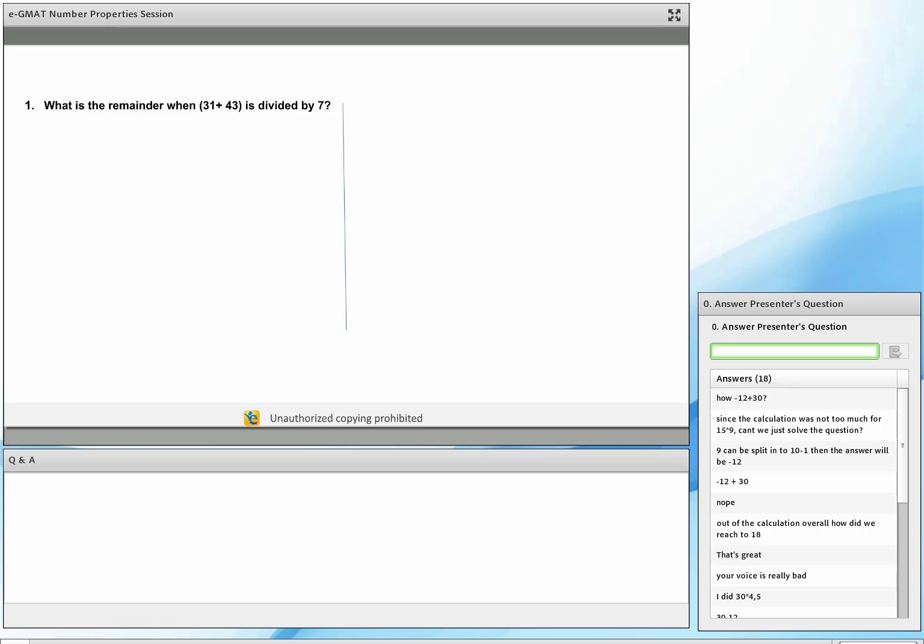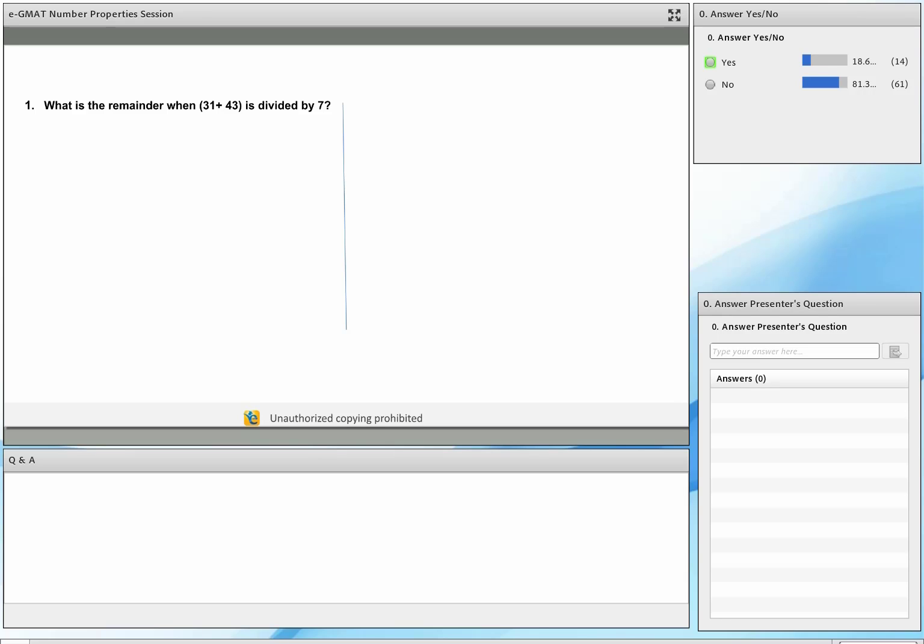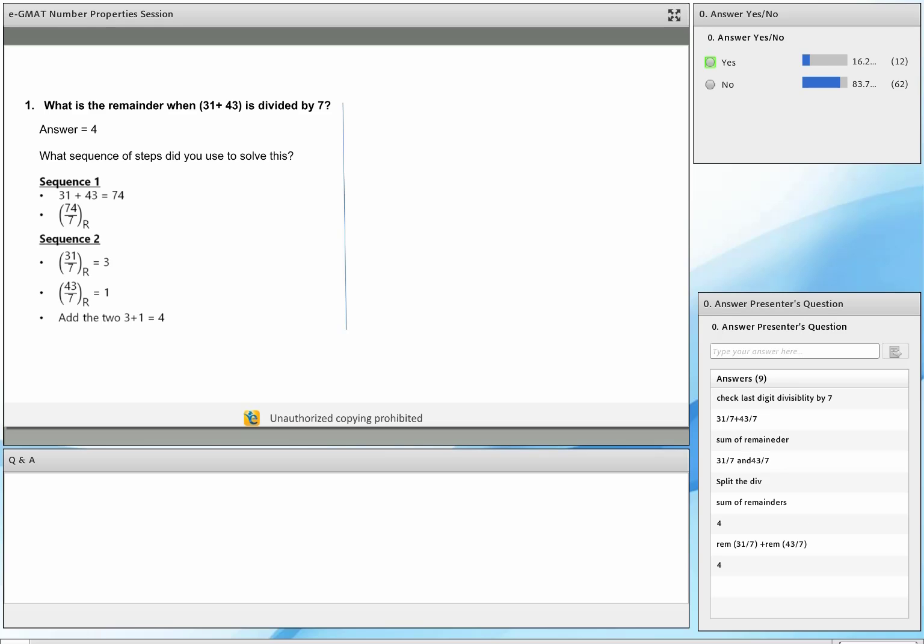Let's say you've been given this question: what is the remainder when 31 plus 43 is divided by 7? How will you solve this question? Right. So the answer is 4, absolutely. And there are two ways to solve this.